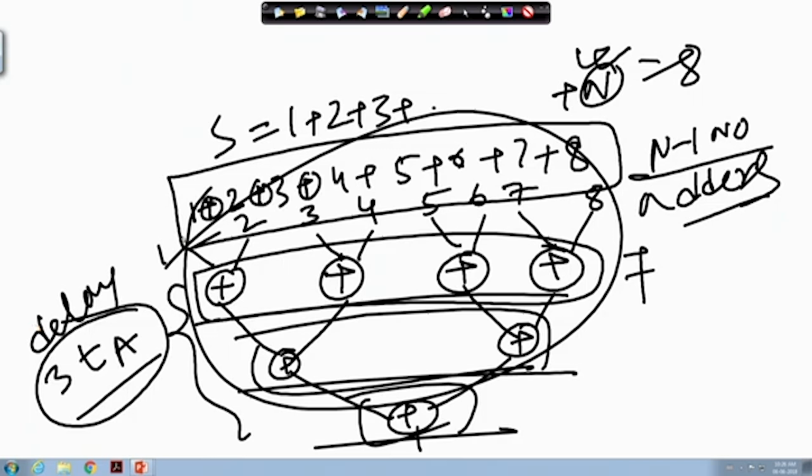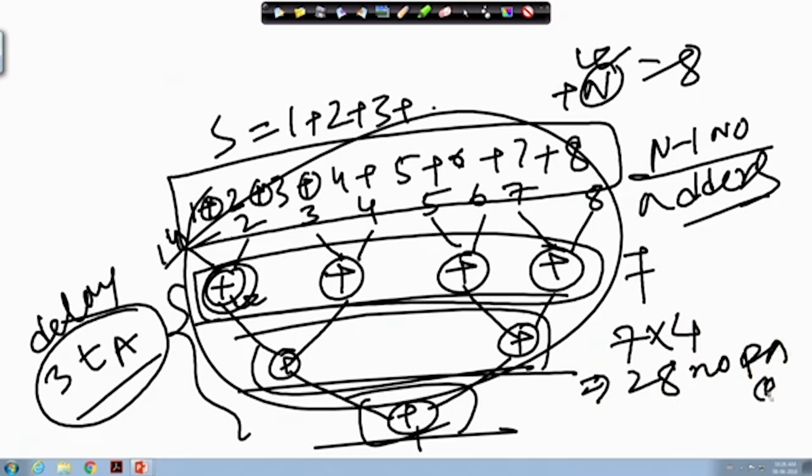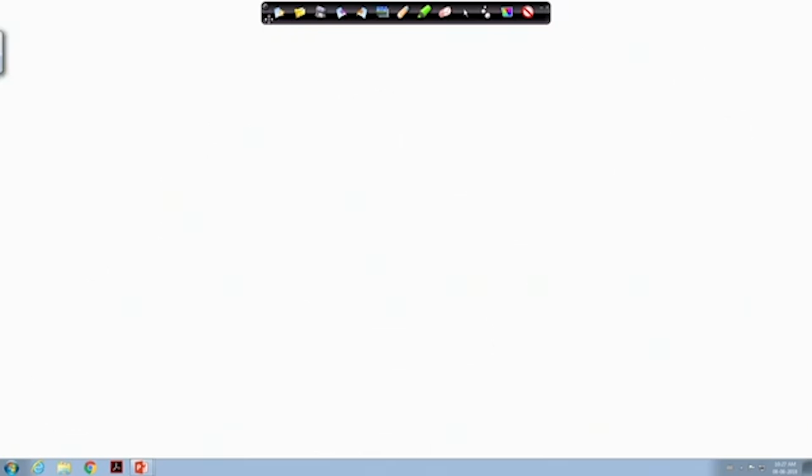Okay. So, if I consider each of these as 4 bit or 8 bit, 4 bit if I consider, then how many full adder cells do I require? 7 into 4, that is 28 full adder cells I require. So, is there any other methodology or different technique to implement the same thing? Yes, there is.